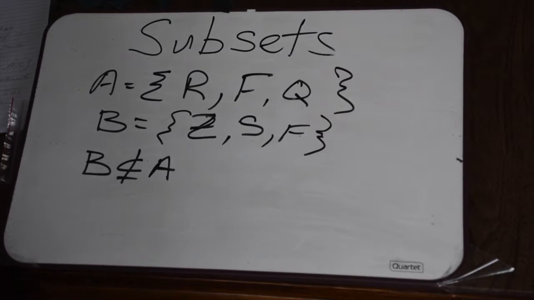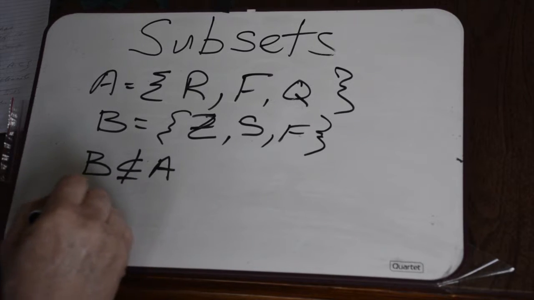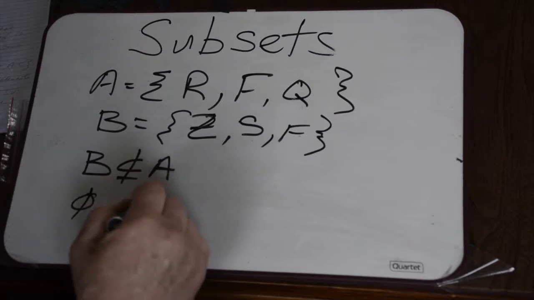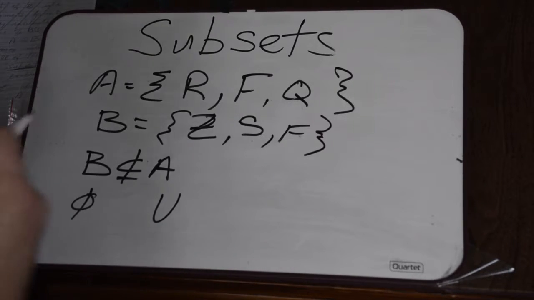So we also have that the null set is 0, and we talked about the universal set. Those are concepts that we'll be looking at. So let's do a few problems.